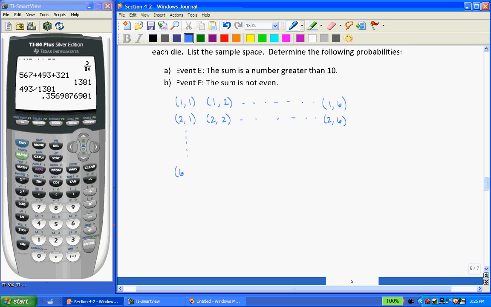And then it could be 6 on the first die, 1 on the second, 6 on the first die, 2 on the second, all the way down to 6, 6. I'll leave it up to you if you need to fill that in completely, but that's pretty much what's going on with this type of sample space. And I'll tell you that if you think of 6 in this row and 6 going down, 6 times 6, there are 36 elements or things that could happen in the sample space.